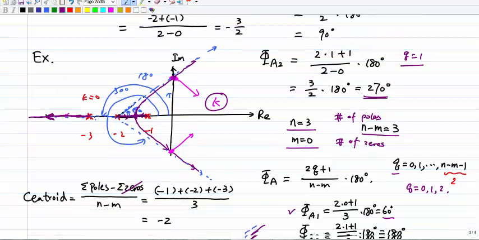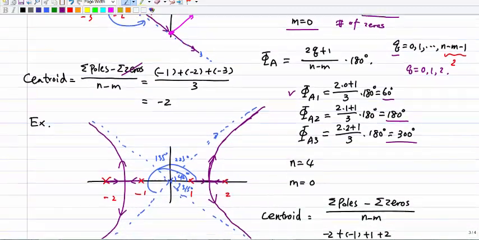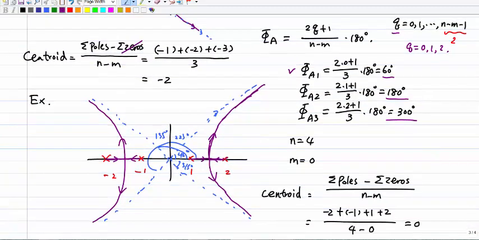Okay. So I'm going to the last one, which is when we have 4 poles but no zeros. So I have poles at 1, 2, -1, -2. I don't have a 0. Again, n is 4, the number of poles, and m is the number of zeros.